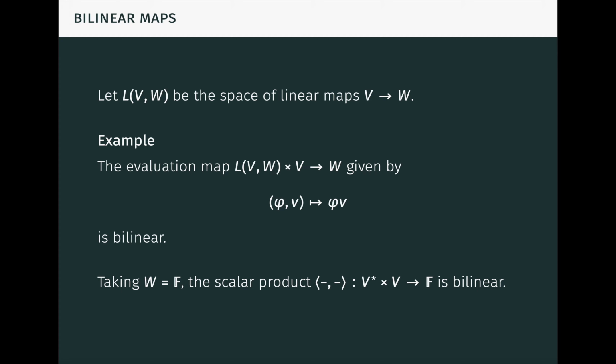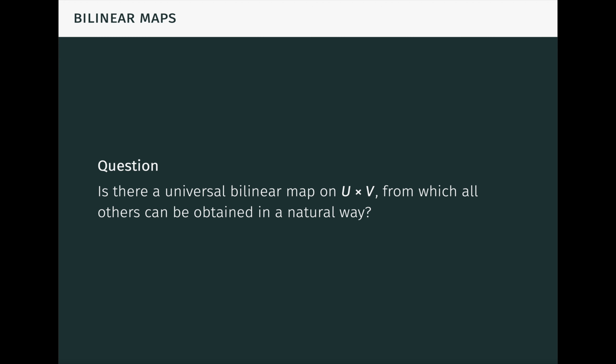Besides helping to plug my other videos on this channel, these examples should hopefully help convince you that bilinearity is an important concept. From the prior videos in this series, you should hopefully also be primed for a natural question at this point. Is there a universal bilinear map on the set U times V, from which all others can be obtained in a natural way? If so, it would be worthwhile for us to study it, because by doing so we would fully understand bilinearity on that set. What would such a bilinear map be?